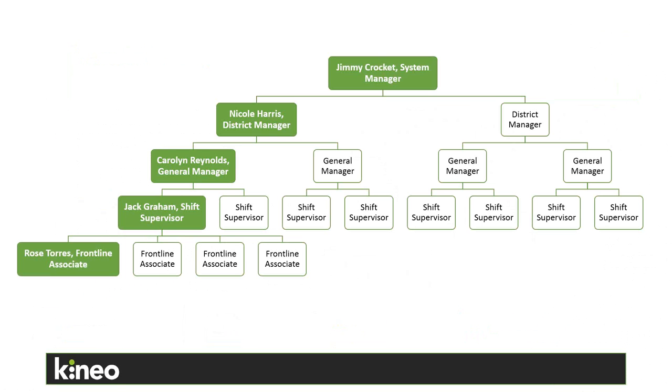And then we're going to jump down to Carolyn Reynolds. She's going to be a general manager in one of Nicole's stores, so she's over the general area there. Then we're going to jump down to Jack Graham. He's going to be a shift supervisor.